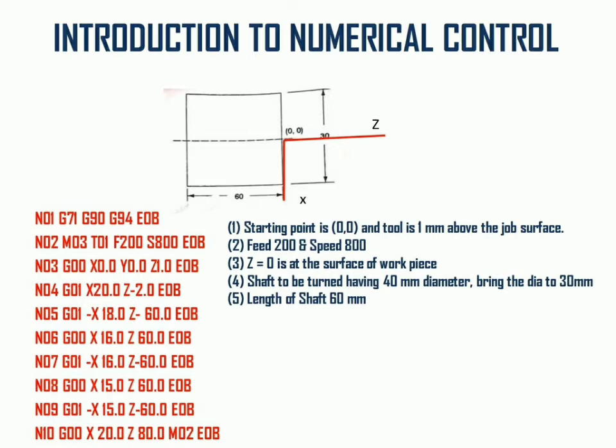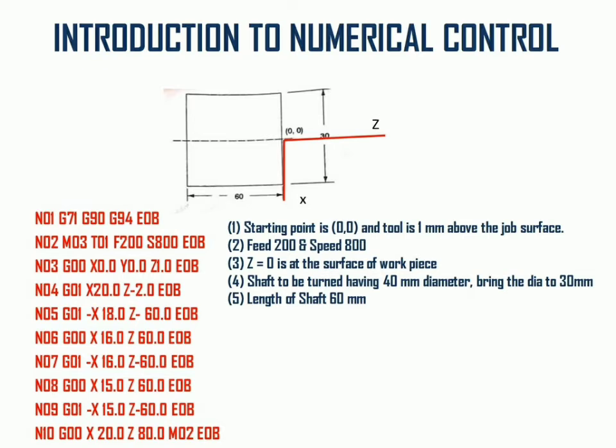Instruction block number 4. Now we need to start the machining operation with G01 for the facing operation. So X20.0, Z minus 2.0, EOB. Then the next instruction block: we need to take the feed, and the diameter of the shaft goes from 40 mm to 30 mm. So the first cut we are taking over here is 2 mm. So we need to go for the turning operation: X minus 18.0, Z minus 60.0.